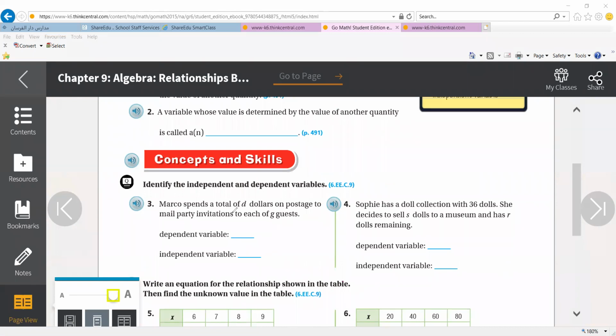Marco spent a total of $D. He has $25 total, okay, imagine. And he orders postage to mail a party invitation to each guest. I don't know how many guests there are, but at least I know that $D are there. So here it's a bit confusing because they must have given you the dollars. D is the dependent and G is the independent.